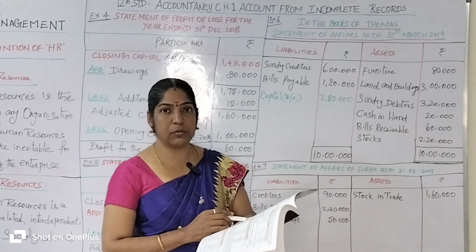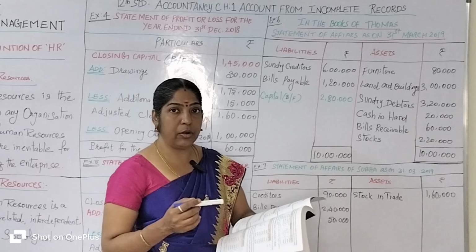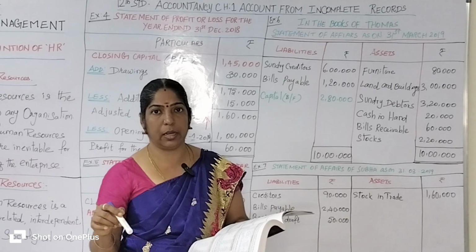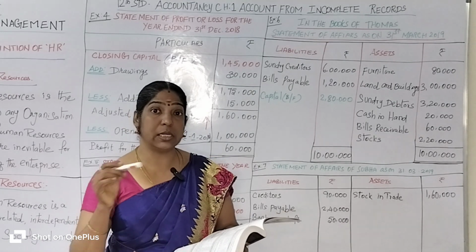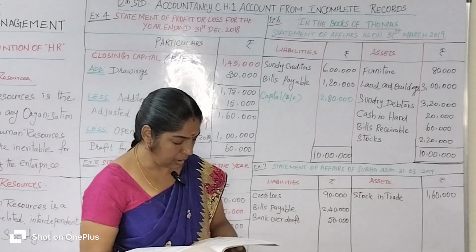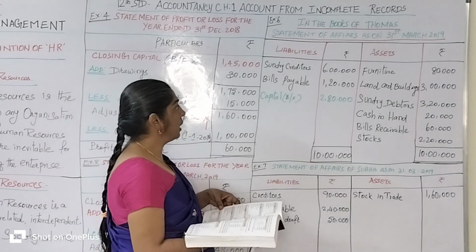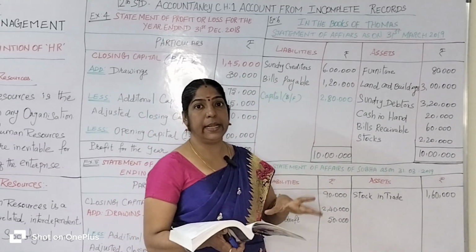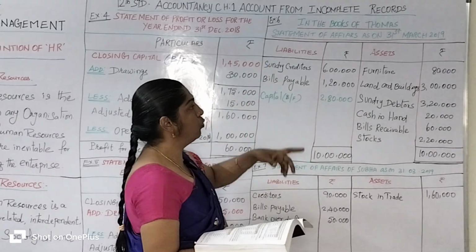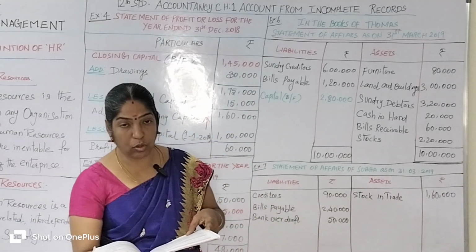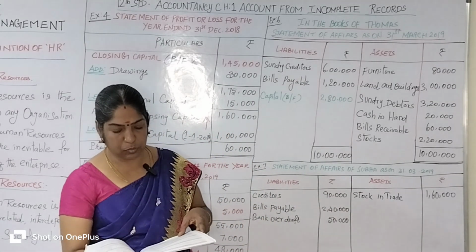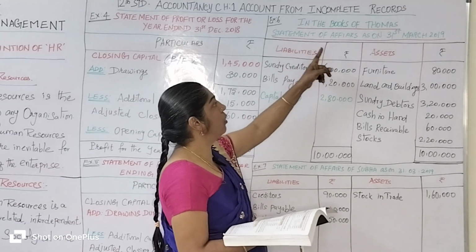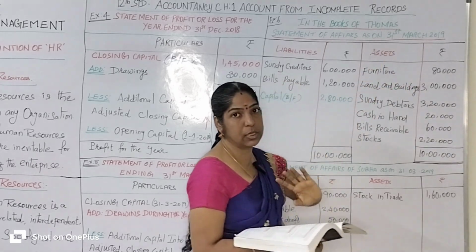Sundry creditors means what? Liability side. We already studied in the 11th standard which items belong to asset items and which belong to liability items, in the balance sheet. So sundry creditors goes to the liability side. First we are going to write the heading. In the books of whose books is this? They gave the question as Thomas, as on 31st March 2019. So the heading is in the books of Thomas, statement of affairs as on 31st March 2019.